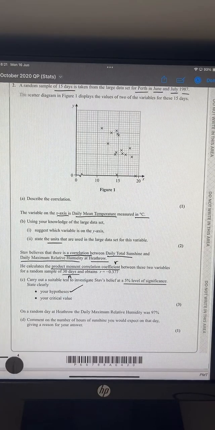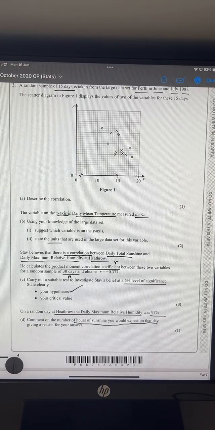So part D, because we're testing for zero correlation. Yep. So on a random day at Heathrow, the daily maximum relative humidity was 97%. Comment on the number of hours of sunshine you would expect on this day and give a reason for your answer.